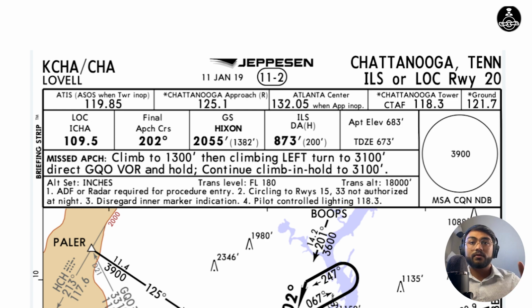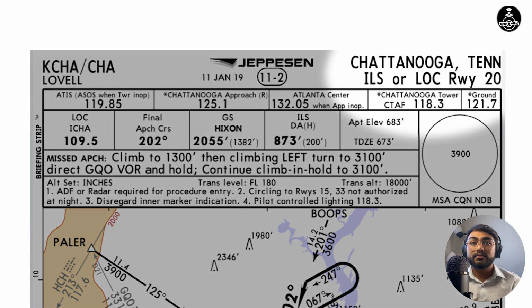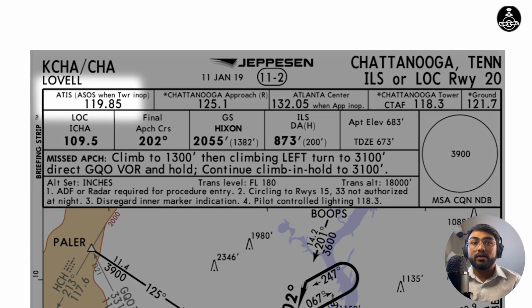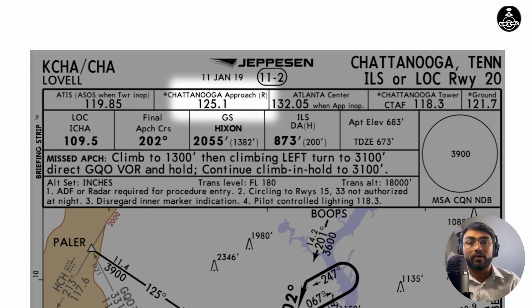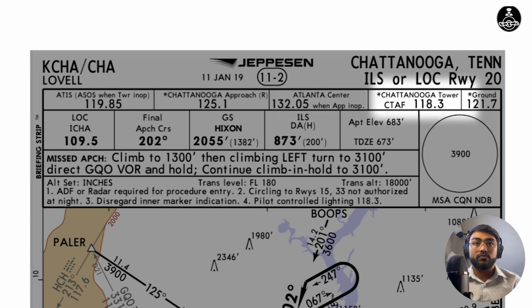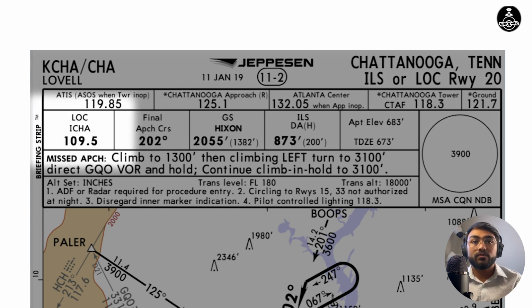We will be performing ILS runway 20 in Chattanooga, Tennessee. The ATIS frequency is 119.85, approach frequency is 125.1. We are talking to the center, I'm guessing again in this scenario, and we have put in the tower and the ground frequencies in the secondary radio in case. The localizer frequency is 109.5, final approach course is 202.